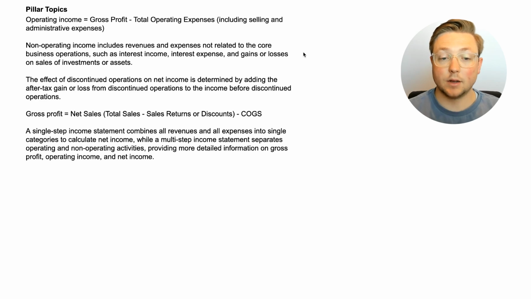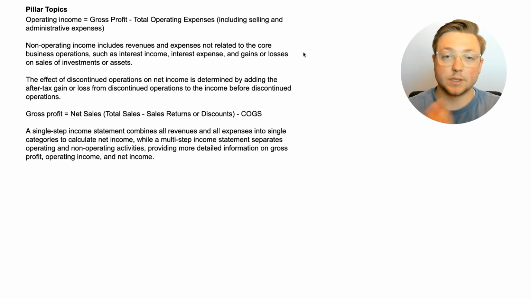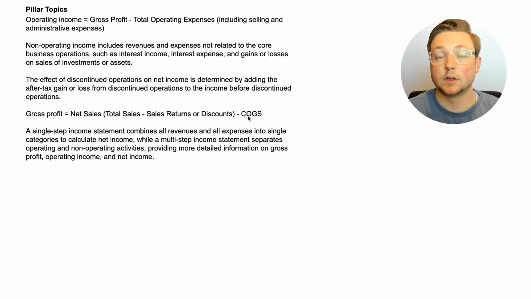Now, the effect of discontinued operations on net income is determined by adding the after-tax gain or loss from discontinued operations to the income before discontinued operations. So again, you have to do all the calculation for continued operations before you consider the discontinued operations. And one more thing that would be good to know is gross profit. Remember that gross profit equals net sales, which by the way is total sales less sales returns or discounts, less COGS. So net sales less COGS equals gross profit.